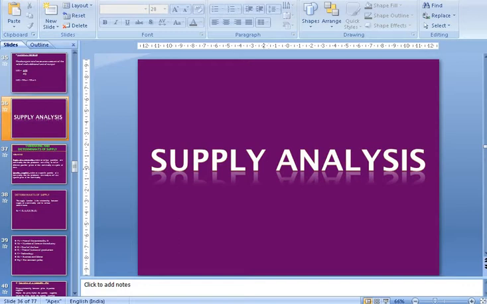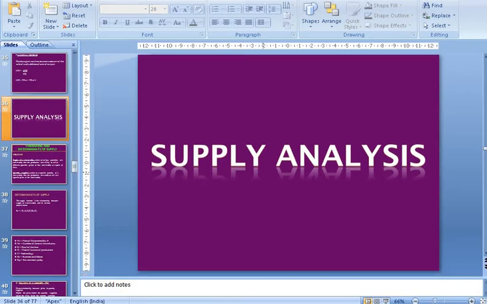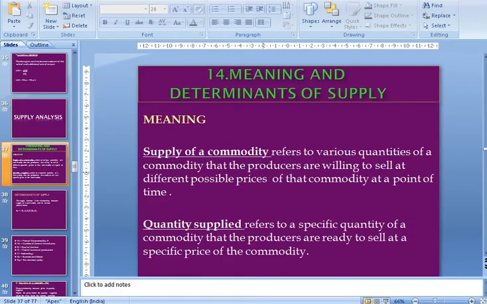So to begin with, let us look at the meaning of supply. Now, what exactly is supply? If you are a producer of a commodity, I'm sure some of you have that entrepreneurial spirit in you. On a smaller scale, let us suppose someone is into baking. You bake and sell cupcakes, or you make jewelry and sell jewelry.